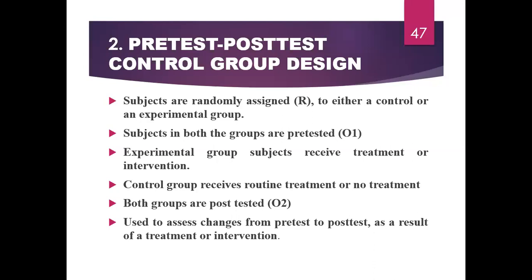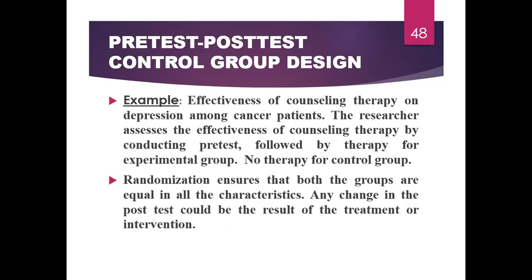Used to assess the changes from pre-test to post-test as a result of the treatment or the intervention. So this was about pre-test, post-test control group design, where pre-test is given to both the groups, post-test also to both the groups, and experimental treatment only to the experimental group and not to the control group. For example, effectiveness of counseling therapy on depression among cancer patients. The researcher assesses how effective the counseling is by conducting a pre-test in both the groups, followed by counseling therapy only for the experimental group and no therapy for the control group.